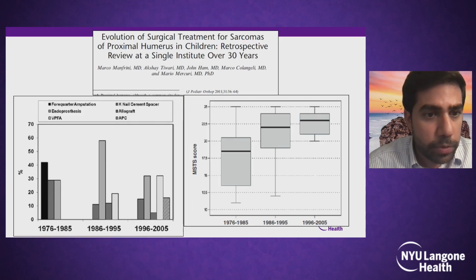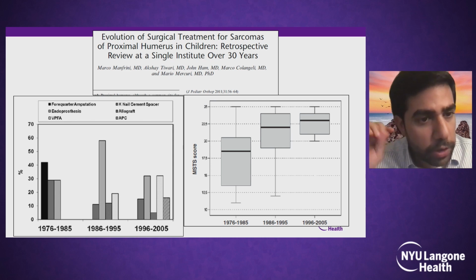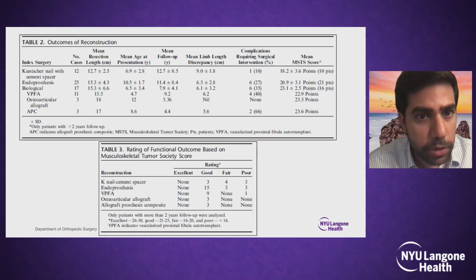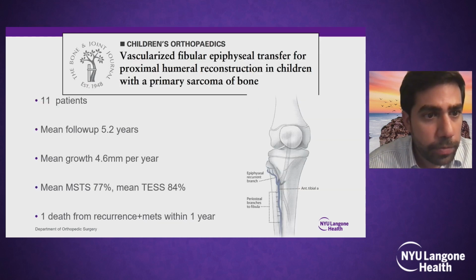So this is an example of a study that looked at the progression change over the years and found that as of 2005, this is not a new study, but I think the numbers would show that vascularized free fibula grafting would be one of the more common ways to reconstruct the proximal humerus in children these days. And overall, the outcomes for that are okay, given the few number of patients. As you can see, the number of cases range like 12 to 25.